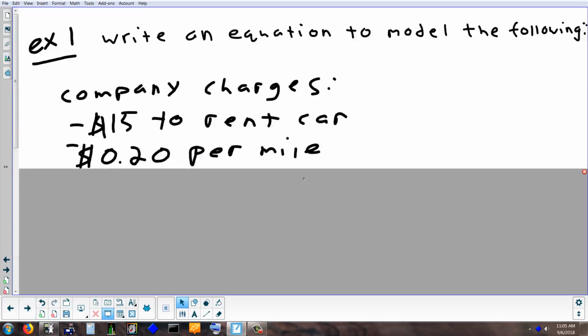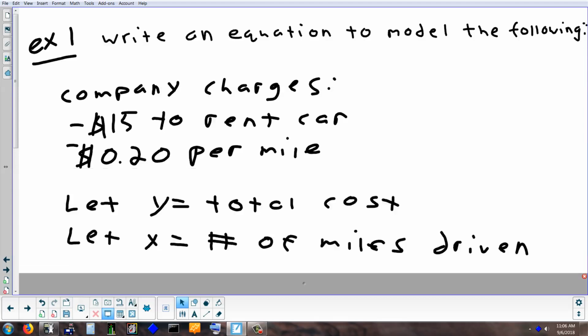All right, so we're going to look at a problem where there's a company that charges $15 to rent a car, and then they charge you 20 cents for every mile you drive. So in this problem, there's really two variables. One is how many miles you drive, and the second thing, what is how many miles you drive going to control? Yeah, it's going to control how much it costs. So miles is in control. How much it costs is dependent on the number of miles you drive.